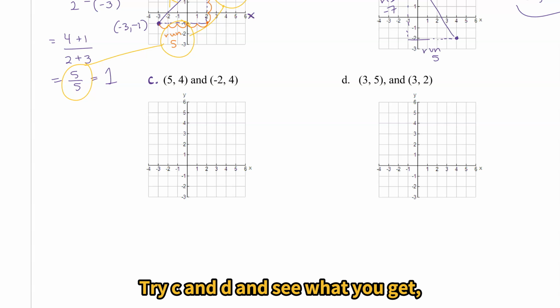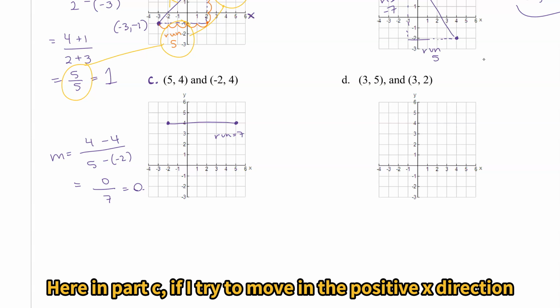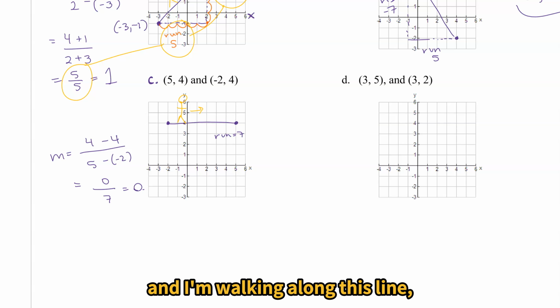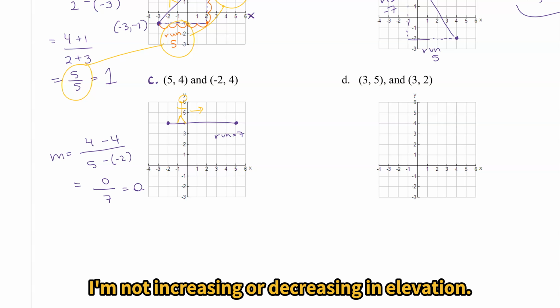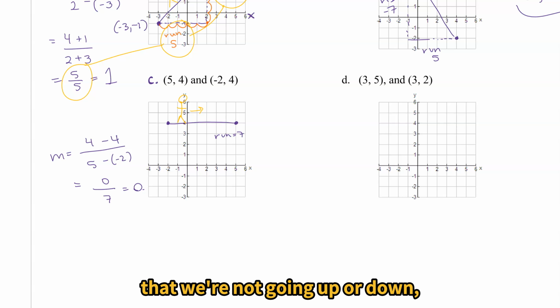Try C and D and see what you get, and then we'll discuss. In part C, if I try to move in the positive x direction and I'm walking along this line, I'm not increasing or decreasing in elevation. I'm staying flat. So this slope is 0. And we can see that in our graph, that we're not going up or down.